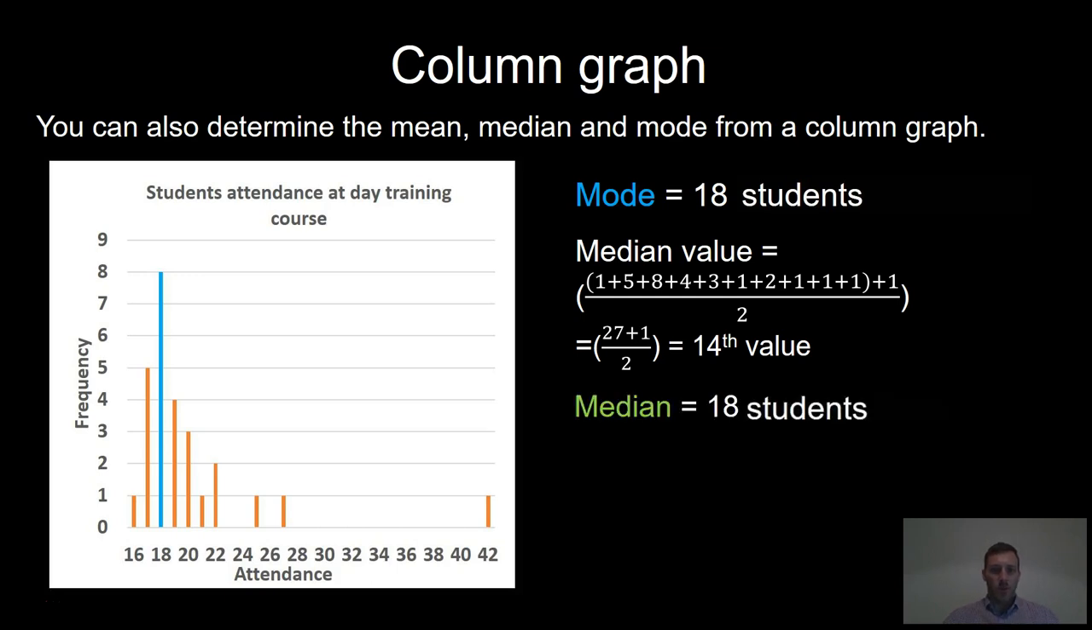To calculate the mean, we need to multiply the frequency by the data value. So the frequency number in the column times the value on the bottom. This would give us the total attendance, and then we divide it by the total frequency, which we previously worked out to be 27.